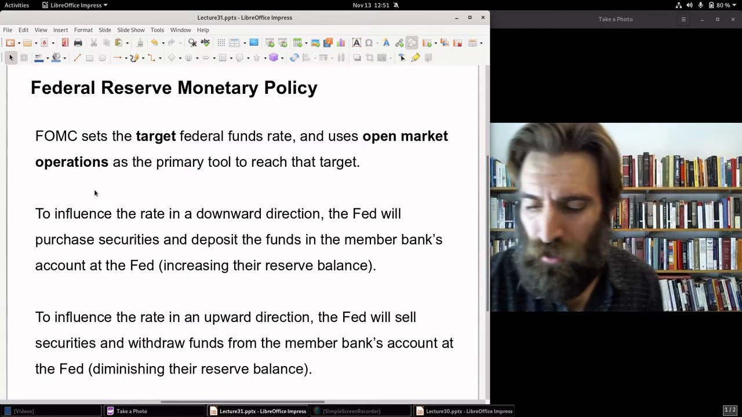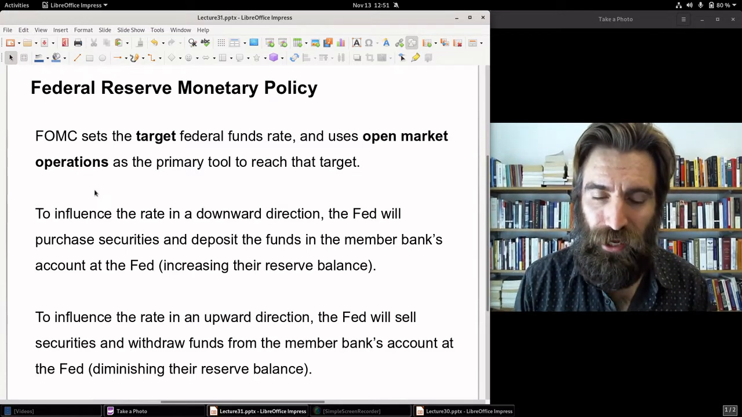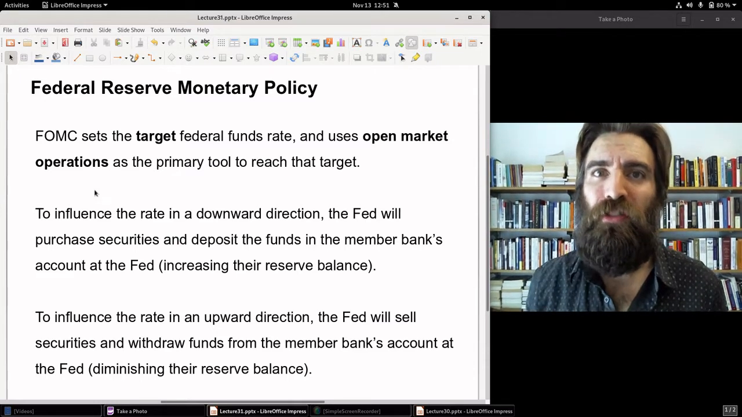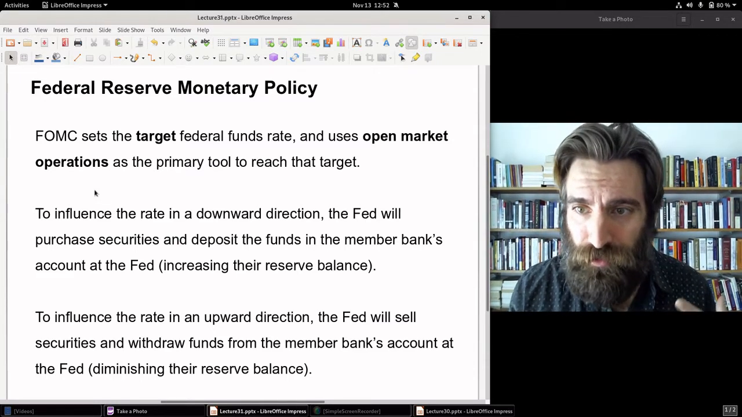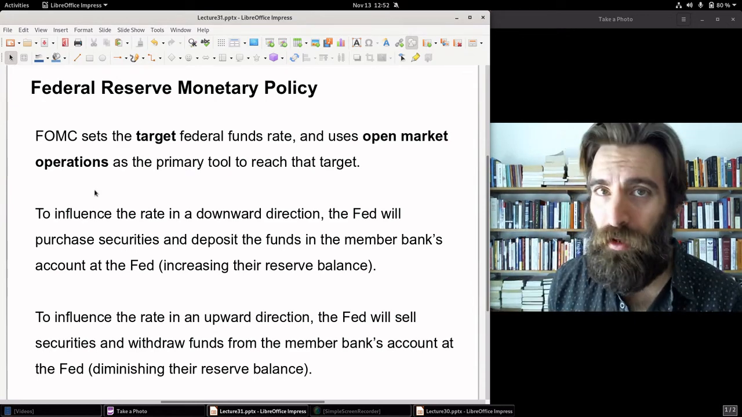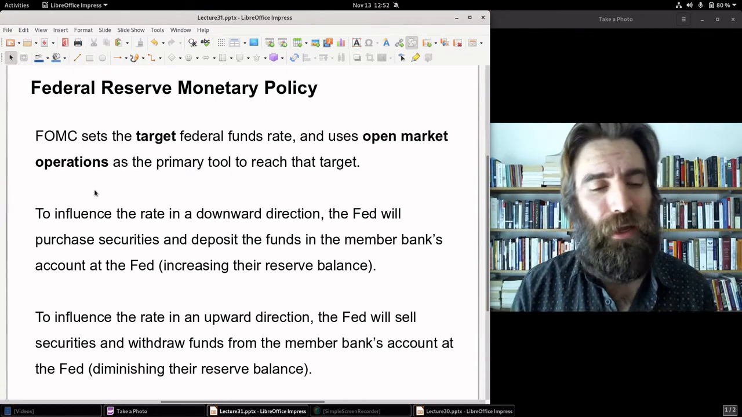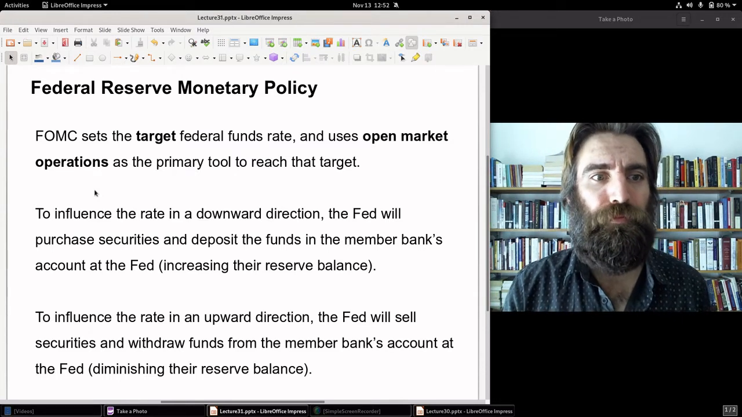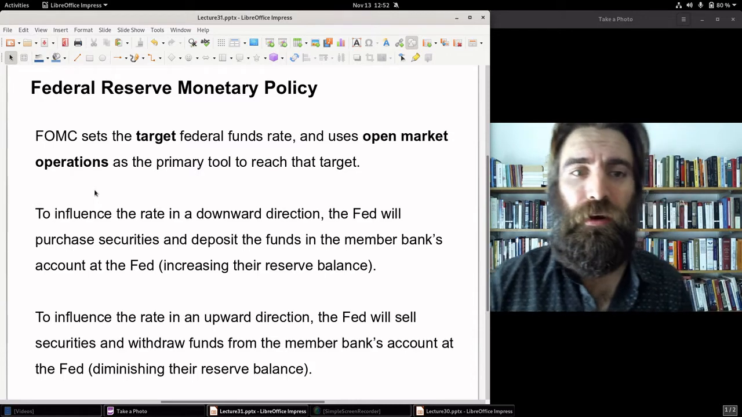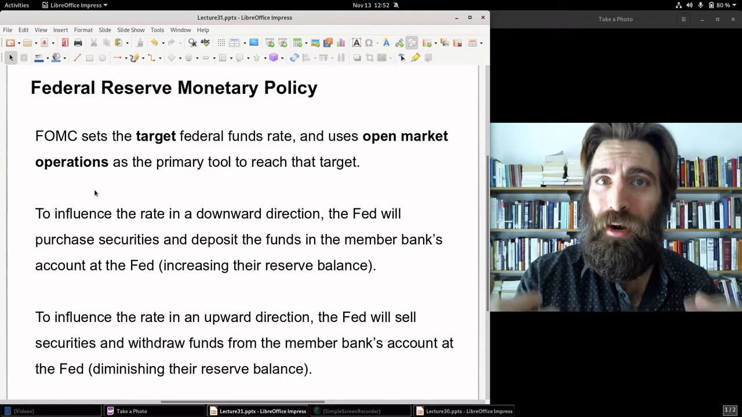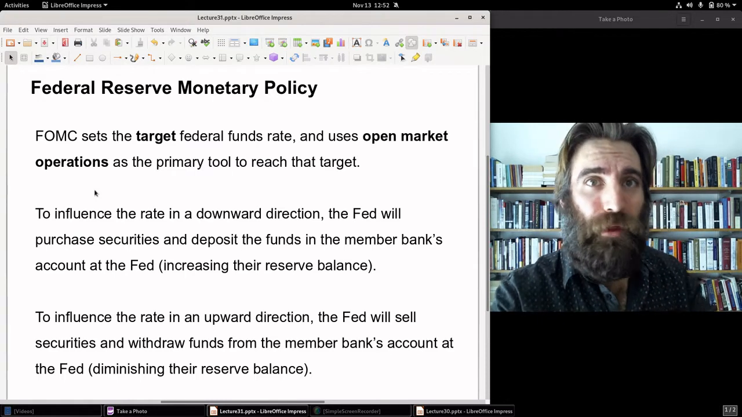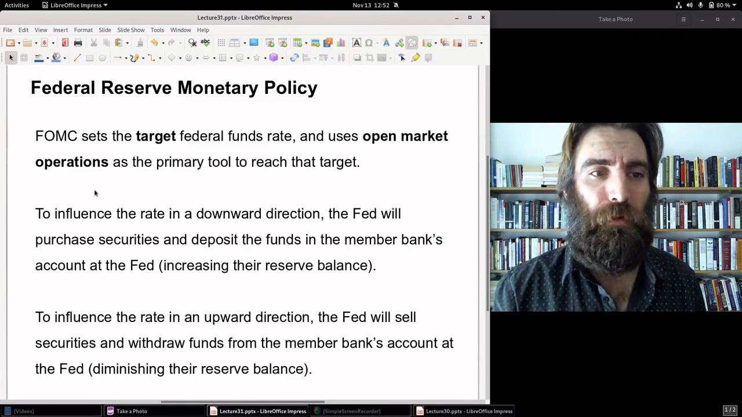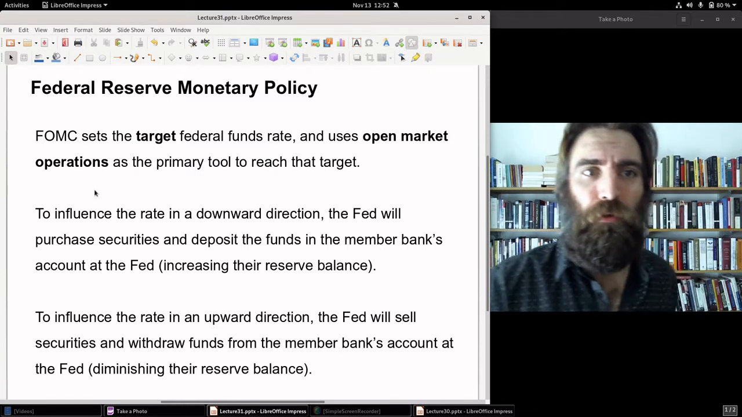This means that the Fed will act in the market and will either buy or sell securities, usually government bonds, usually treasury bonds, but it can be any sort of security. It can be mortgage bonds. It can be all sorts of different securities. They'll either buy or sell those securities with primary dealers who have accounts with depository institutions at the Federal Reserve, with those member banks.